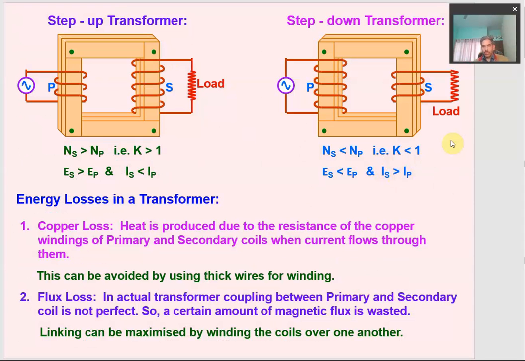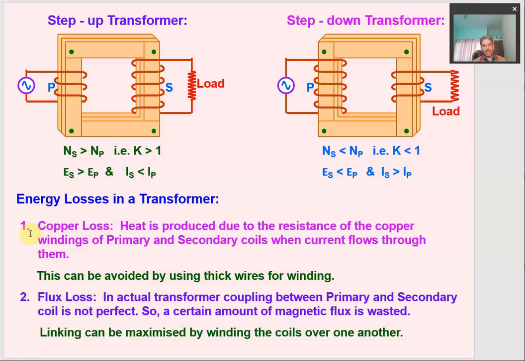Whenever a transformer works, there are some ways in which energy is lost. Energy is lost in a transformer in different ways. Let us take them one by one. The first way in which energy can be lost is called the copper loss. So what is copper loss?